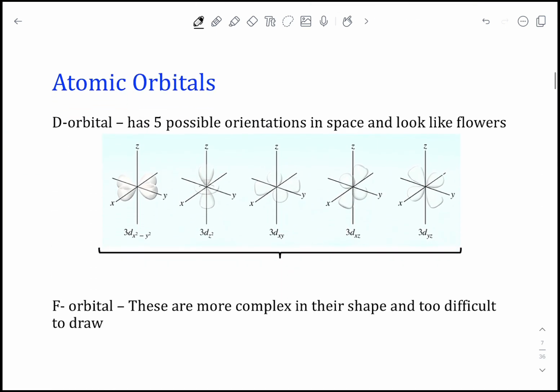The d orbital has 5 possible orientations in space, and these ones look generally like flowers. We don't need to remember their specific names, such as dx squared minus y squared or anything like that. We just have to remember that there are 5 orientations in space.